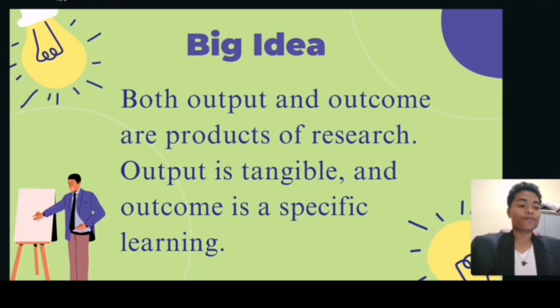So, in summary, outputs are the tangible and measurable products that emerge from the research, while outcomes are the specific learning or broader impact resulting from the research findings. So, outputs are more immediate and concrete, whereas outcomes are more focused on the knowledge and significance gained from the research process. So, that's all.